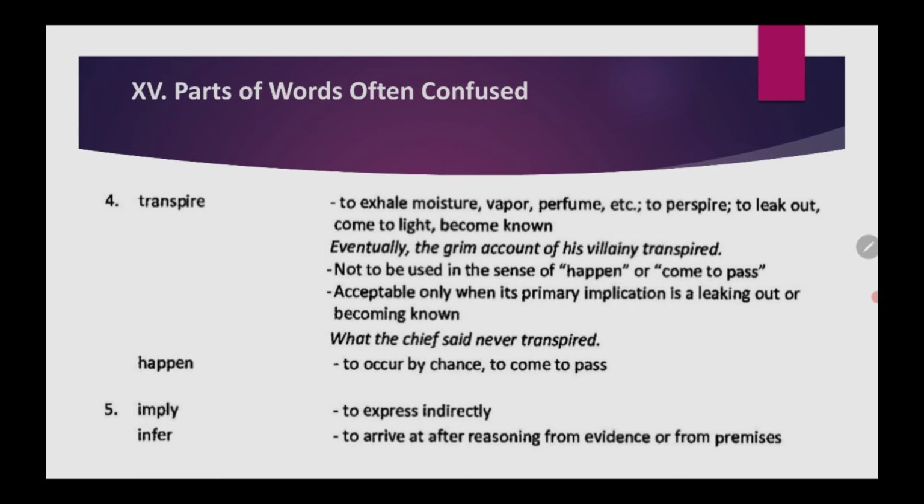Transpire and happen. Between transpire and happen, transpire means to exhale moisture, vapor, perfume, etc., to perspire, to leak out, come to light, become known. For example, eventually a grim account of his villainy transpired. This is not to be used in the sense of happen or come to pass. Acceptable only when its primary implication is a leaking out or becoming known. For example, what the chief said never transpired, or never came out. But the word happen means to occur by chance or to come to pass.